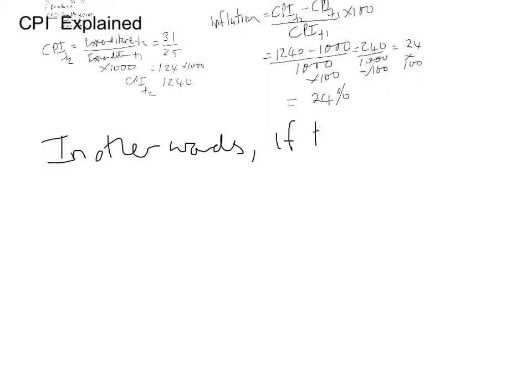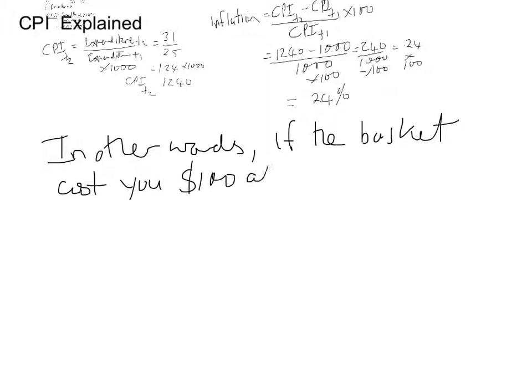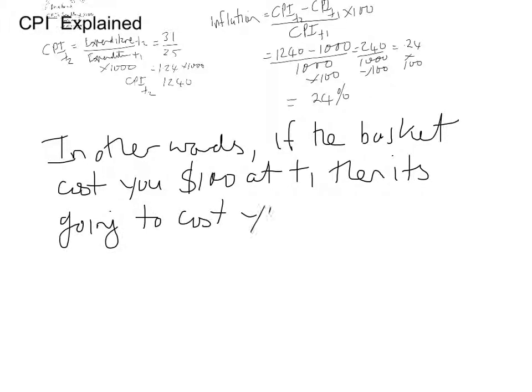If the, rather than say box, I say basket. It's a nicer word. If the basket cost you $100 at time period 1, then it's going to cost you $124 at T2. We can say, i.e., it's going to cost you 24% more.